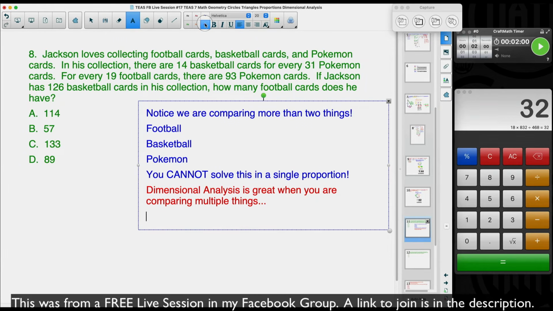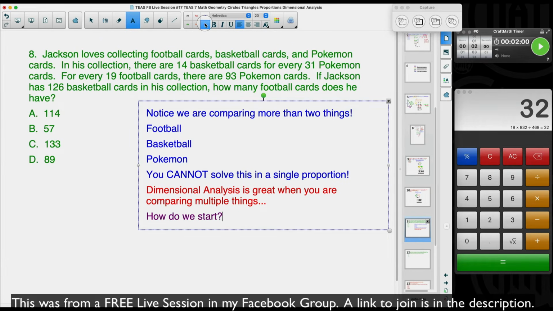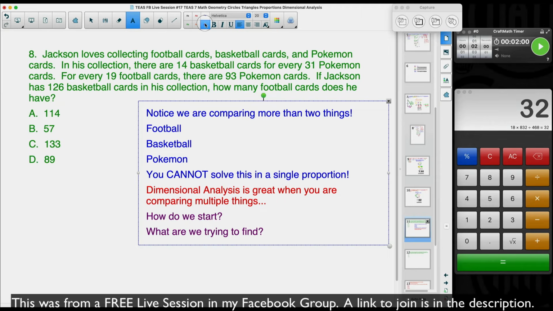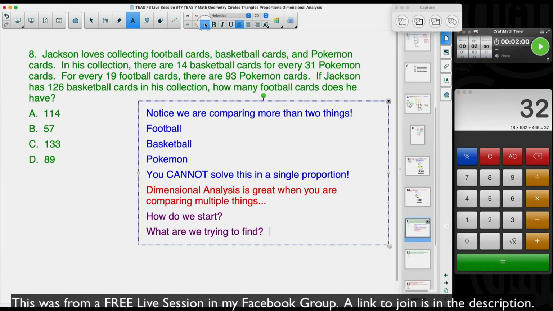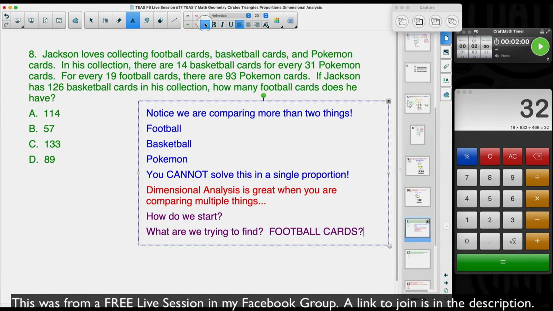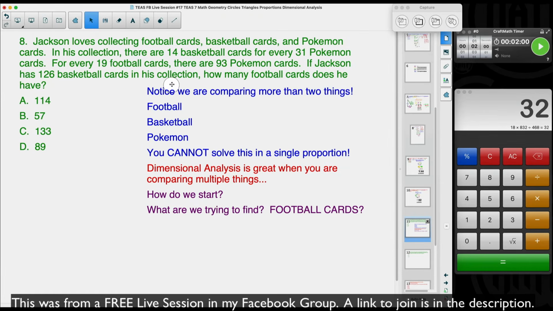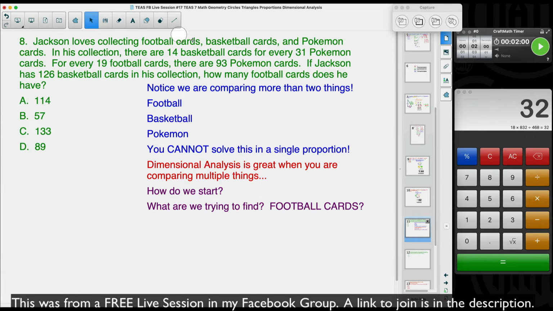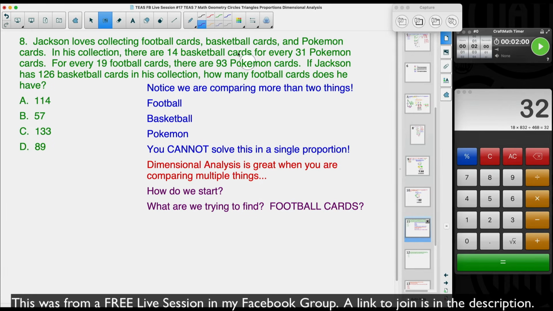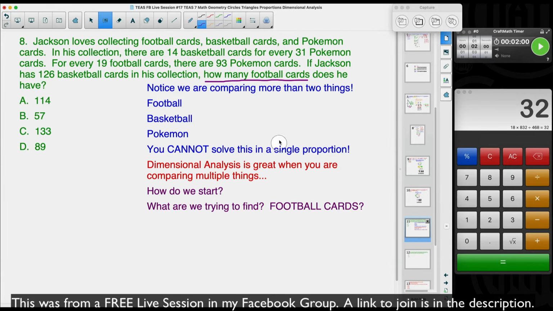Well, a lot of times with math problems, how do we start? Well, ask yourself this. What are we trying to find here, y'all? The question says, how many football cards, right? This will always work. Just bear with me here. So this is how you get the ball rolling. What are you trying to find? We're trying to find football cards, because that's what the question's asking. How many football cards does he have?